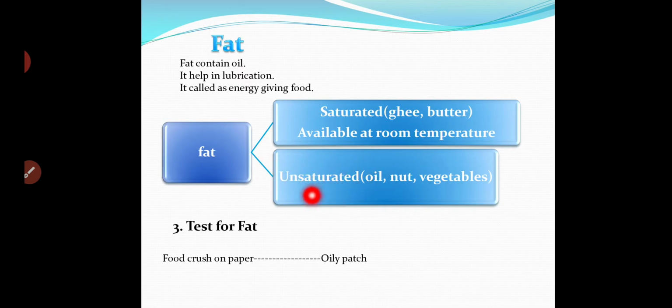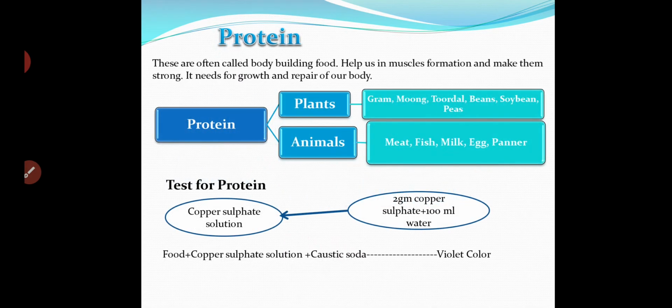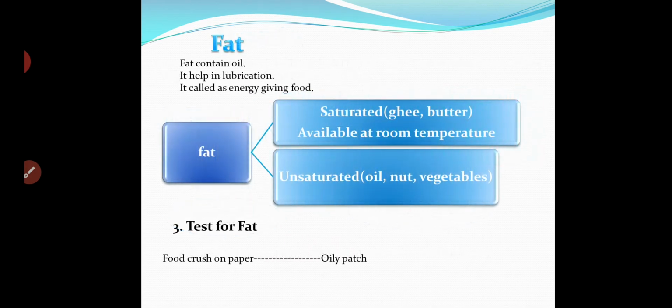Now how to test whether a food item contains fat or not? Do one thing: take a plain paper, take your food item and crush that food item on the paper. If you get oily patches, then you can confirm that your food item contains fat.